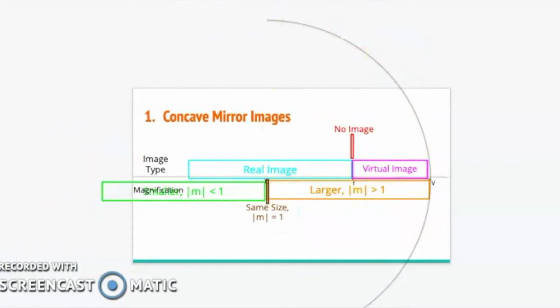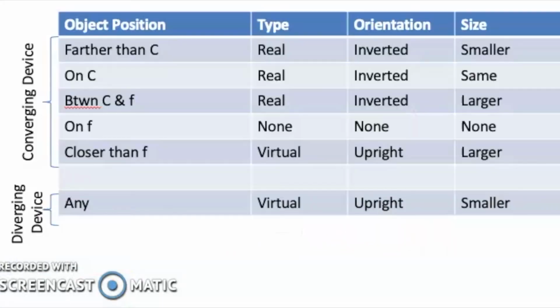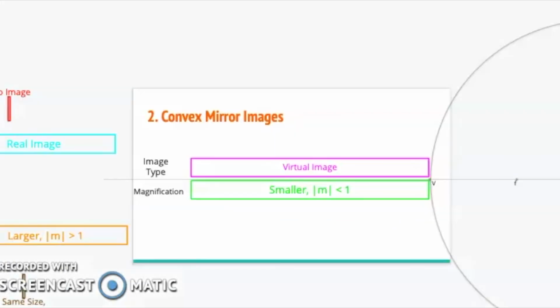So this graph could be used as another way to help memorize, especially if this chart seems like something you would not be into memorizing. But hey, at least your convex images are easy. They're always virtual, upright, and smaller. So that's not too much of a stretch for memorizing.